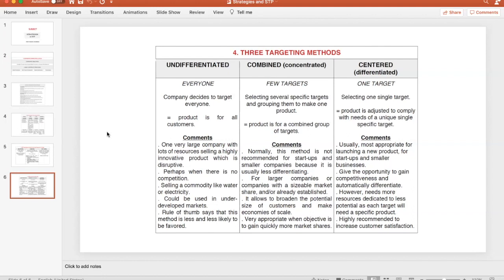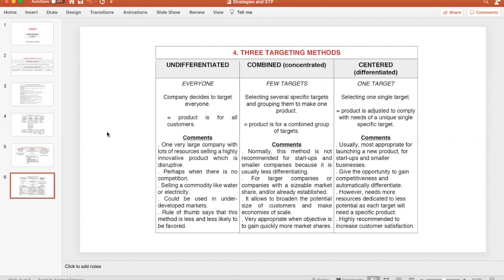However, I give them a different name because most students are confused and most people are confused. So the combined is the concentrated, which means that you're going after a few targets, versus the centered is the differentiated, which means that you're going after one target. If you see similarities between targets, you're going to concentrate by picking this combination of targets. That's why I call it combined, in order to sell a product to them. There's not too many differences between men and women when they are young. There's a lot of differences when they are older. So therefore, we're going to focus on the young, and we're going to have two targets, and we're going to use a concentrated targeting strategy by having men and women between 20 and 25.